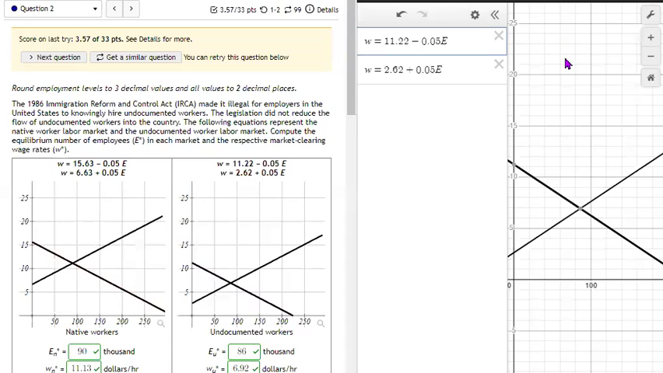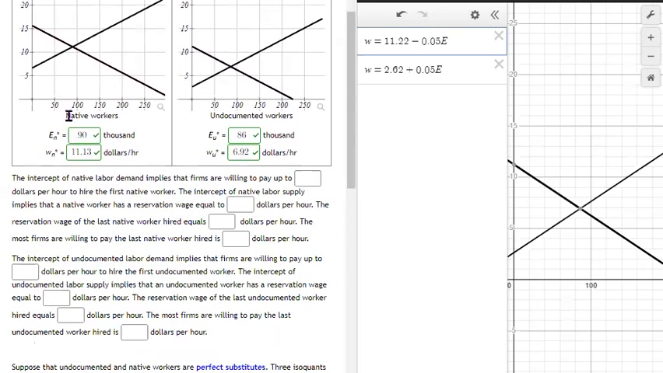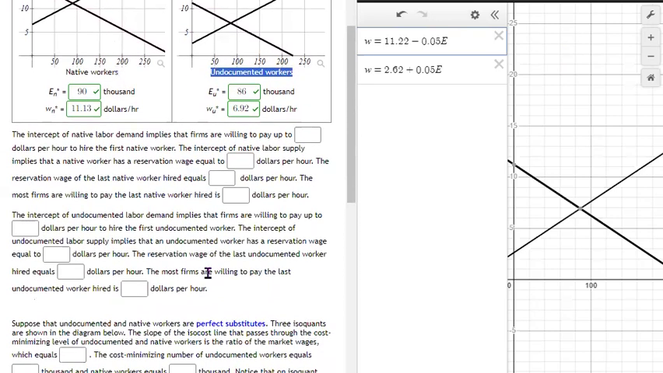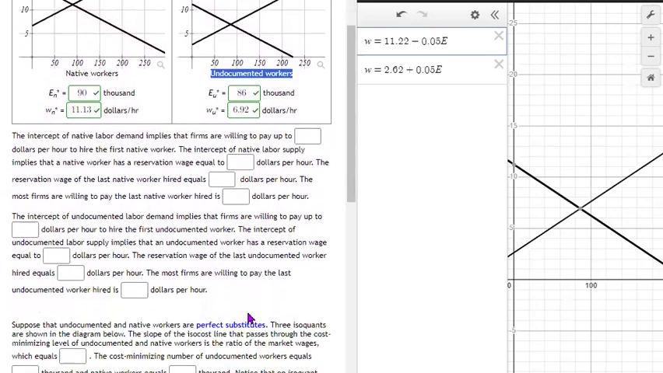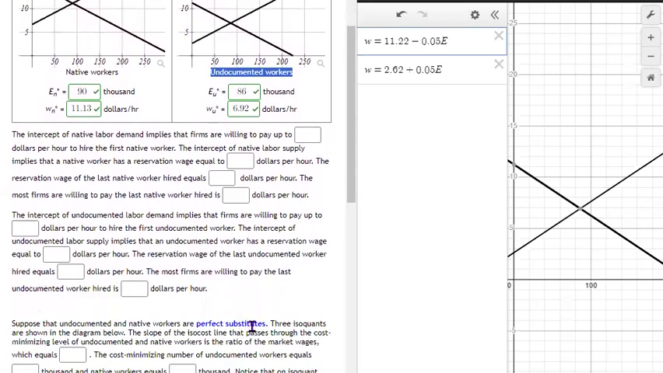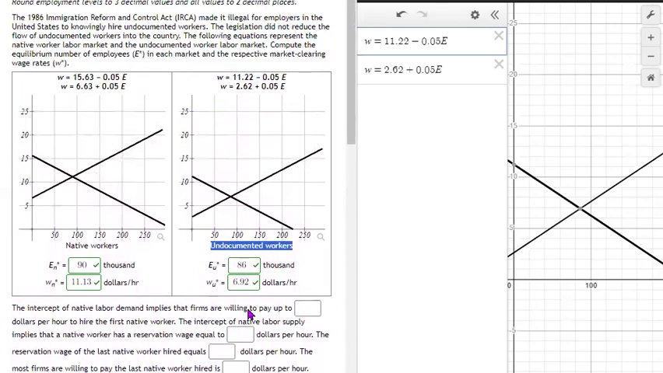Okay, in lesson 2 of labor mobility, chapter 8, we're going to look at the same model that we did in lesson 1, but in lesson 2, the two groups of workers, native-born workers and undocumented workers, are perfect substitutes. Okay, so we're going to change that assumption, instead of perfect complements, to perfect substitutes.